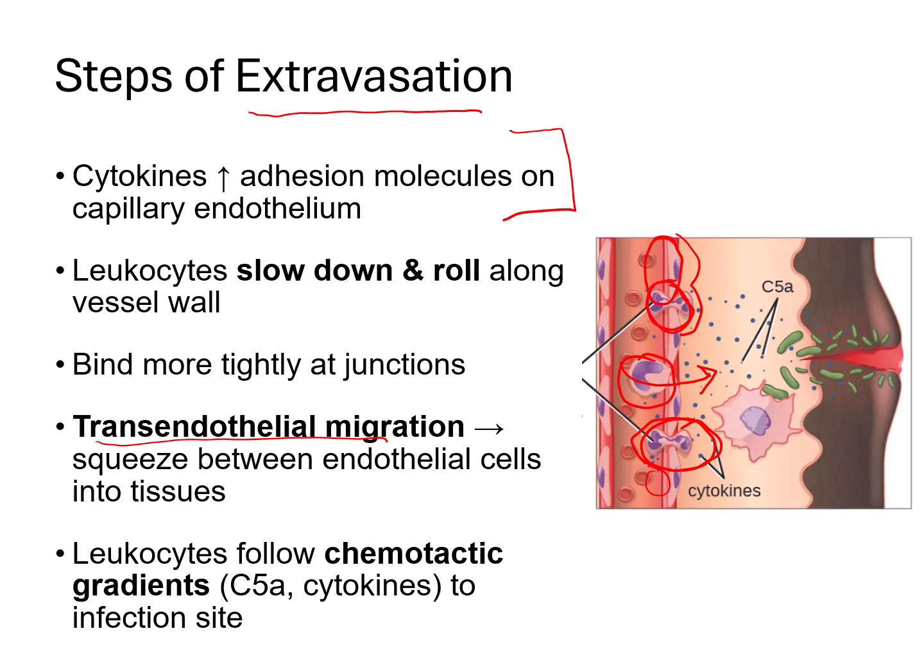And once they are outside of the vessel and moving towards that infection site, the leukocytes know where to go because they're following chemotactic gradients created by C5a and other pro-inflammatory cytokines. So they follow them kind of like following breadcrumbs on the ground toward a higher concentration, and this migration ensures that the immune cells will reach the exact location where they're needed.